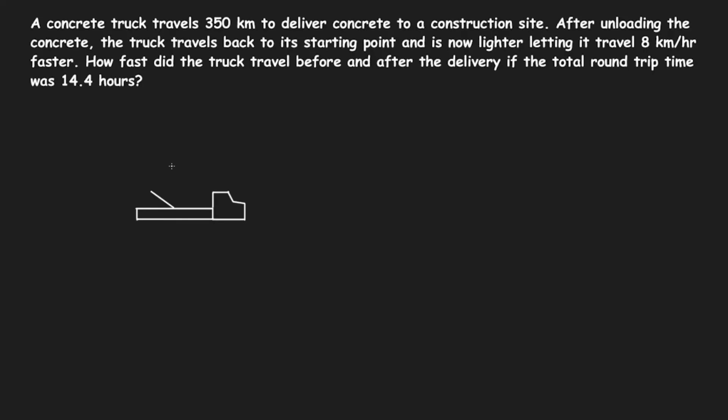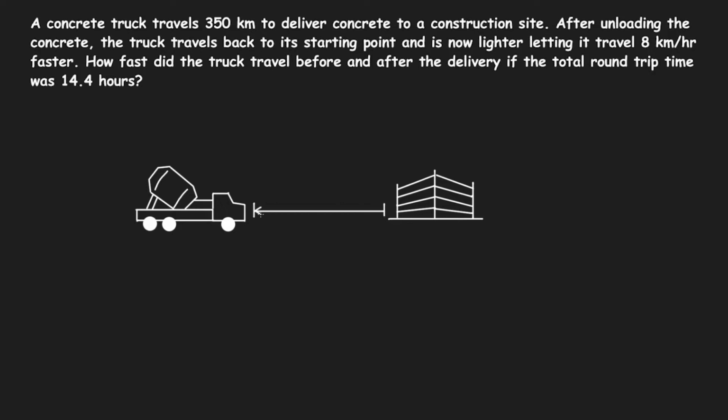A concrete truck travels 350 kilometers to deliver concrete to a construction site. So here I wrote V1 as the truck speed during the delivery trip, and V2 as the truck speed during the return trip. After unloading the concrete, the truck travels back to its starting point and is now lighter, letting it travel 8 kilometers per hour faster. How fast did the truck travel before and after the delivery if the total round-trip time was only 14.4 hours?